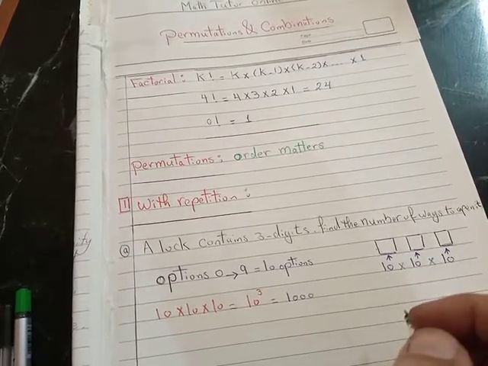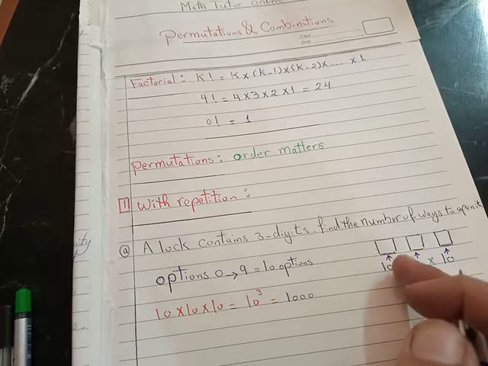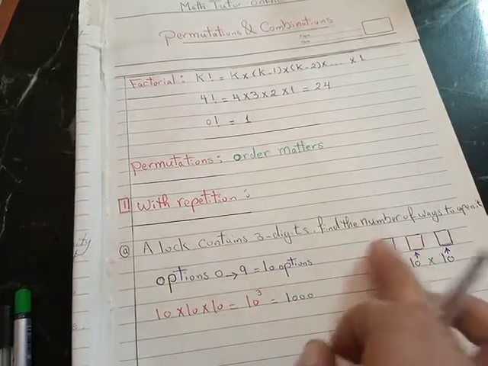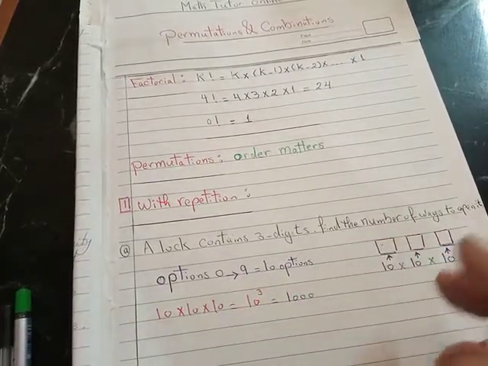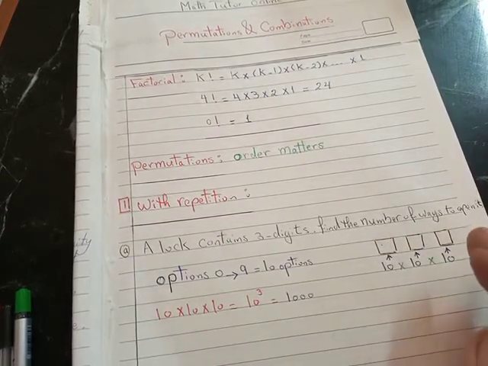So let's reach a rule here. If this is the number of options, what will be these 3 digits? These are the number of chosen options.